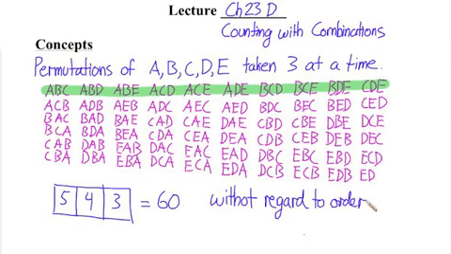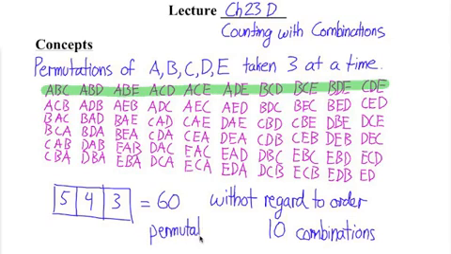So if I count up the number of columns, I see that there are 10 combinations, versus the 60 permutations that I've had. What this would look like in the real world is if I'm going to select a team of 3 people from 5 total people, right?